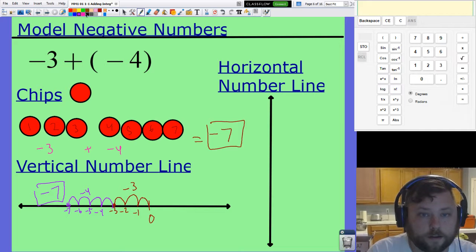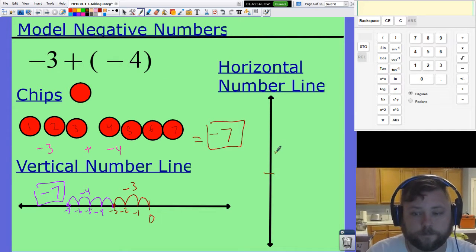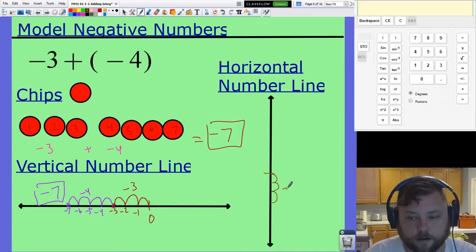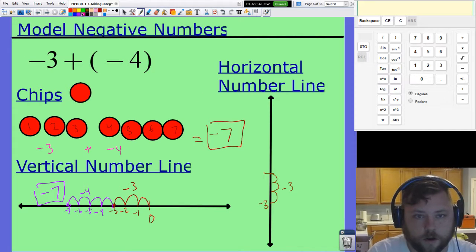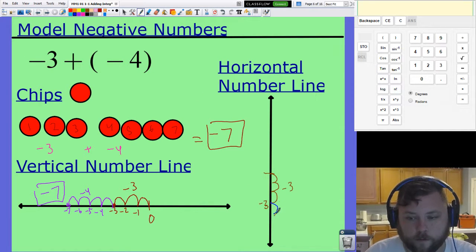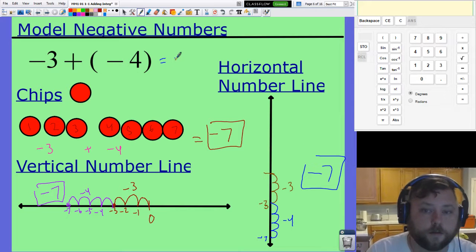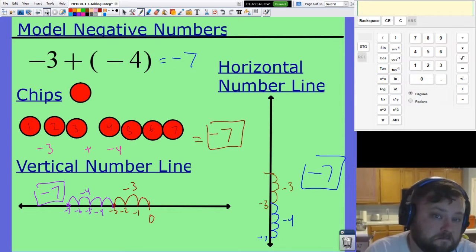Horizontal number line is going to work very similar. So going down 3 to 3, that takes you to negative 3. And then you can go down 4, 1, 2, 3, 4 to negative 7. That's negative 4. And so your total is negative 7. Or if you just do the numbers, that adds to negative 7.